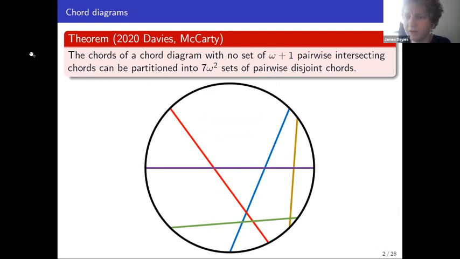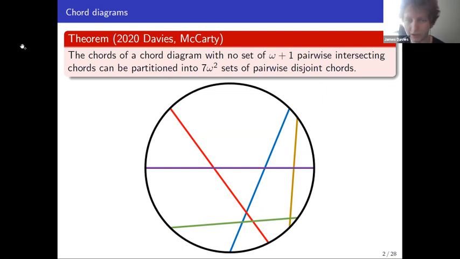Put one way, the theorem says that if you're given a chord diagram, so chords on a circle, and no omega plus one of them pairwise intersect, then you can partition these chords into at most 7 omega squared sets, so that in each of these sets, the chords are pairwise disjoint.